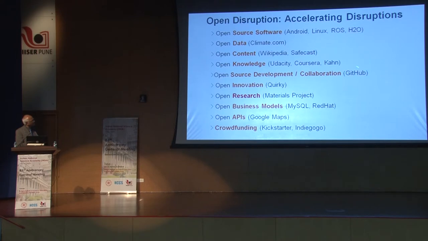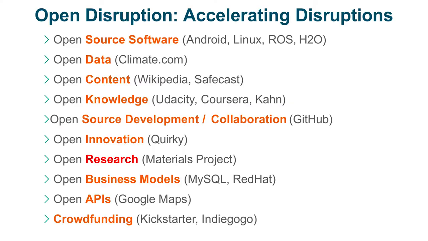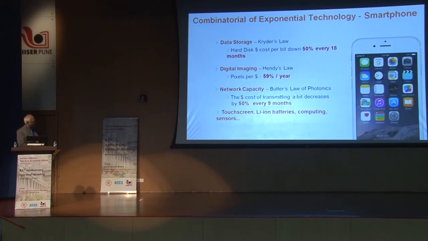I must put here, by the way, our own OSDD, open source drug discovery. Dr. Brahmachari was a pioneer in that. It is unfortunate that we don't have the ecosystem in India when something pioneering like this has been done. It has been pushed aside. Very unfortunate. Open research, open business models, open APIs like Google Maps, and finally, crowdfunding, basically. This is a completely new model. And these are the things which are changing dramatically.